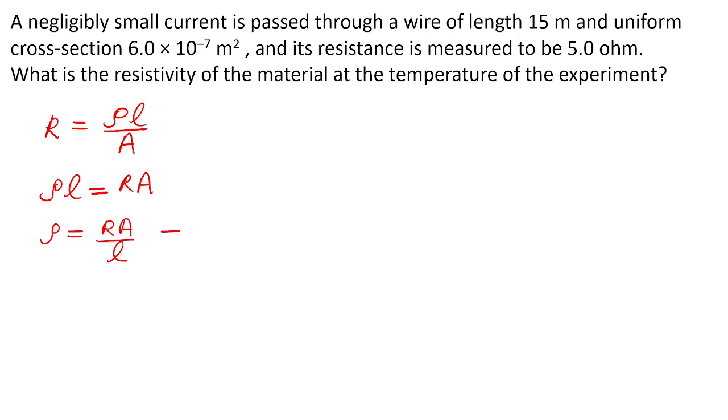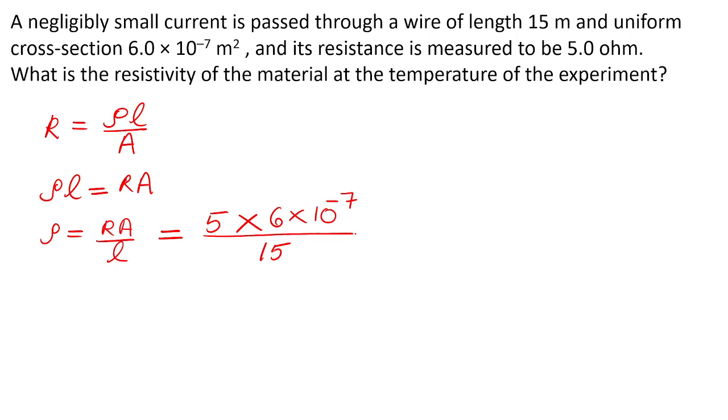Can I substitute the values? Yes. R is resistance, given 5 ohm. Diagram is not needed. A is the area of cross section, 6 into 10 raised to minus 7. This is a simple question compared to the previous one. By L, the length, 15 meter. Length is in meter, so no issue here.